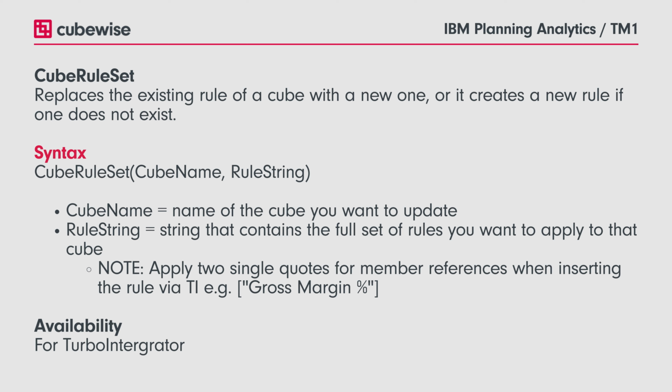The function requires two parameters. Cube name is the name of the cube you want to update. Rule string is a string that contains the full set of rules you want to apply to that cube.